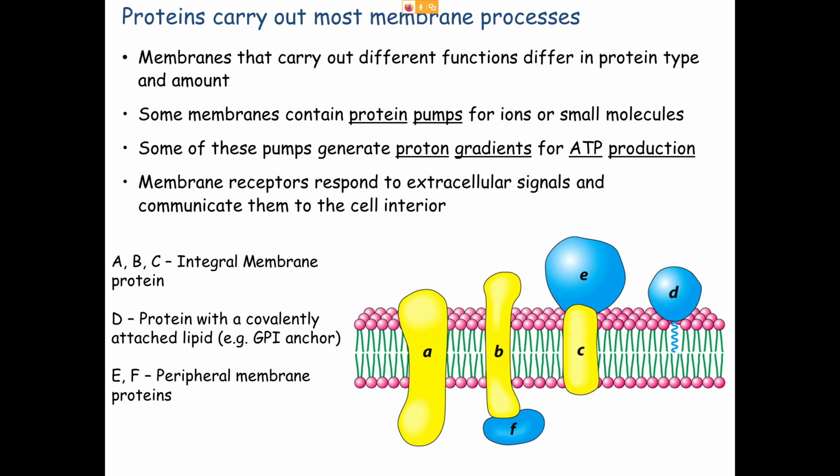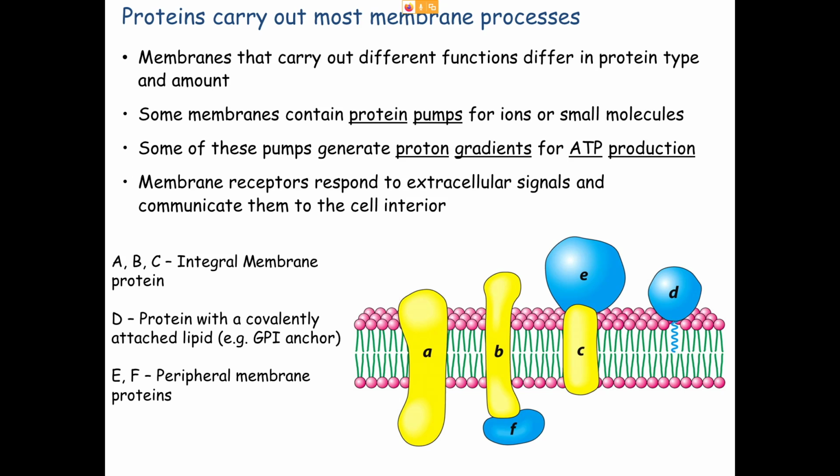But if a protein has any part of itself, any of its amino acids in the membrane, meaning down into the hydrophobic tail area, then we're going to call it an integral membrane protein. If it doesn't have any of those things in there, like E and F, we're going to call them peripheral membrane proteins. Now D is somewhere in between, right?